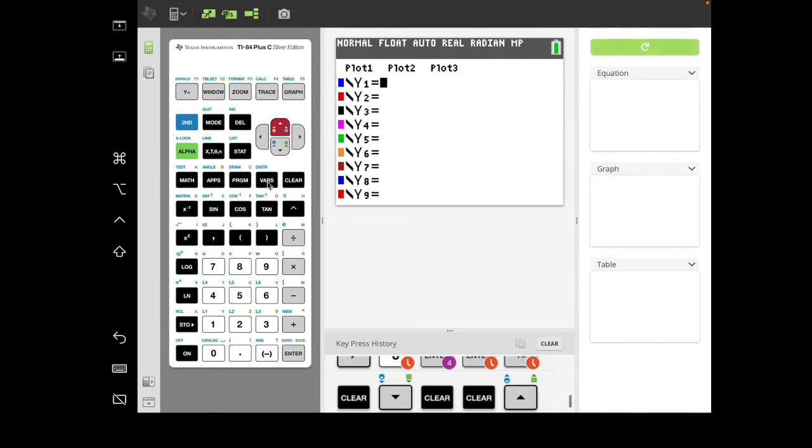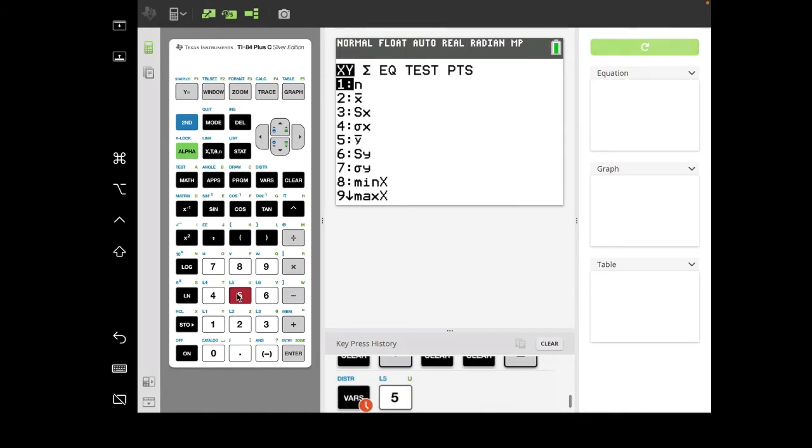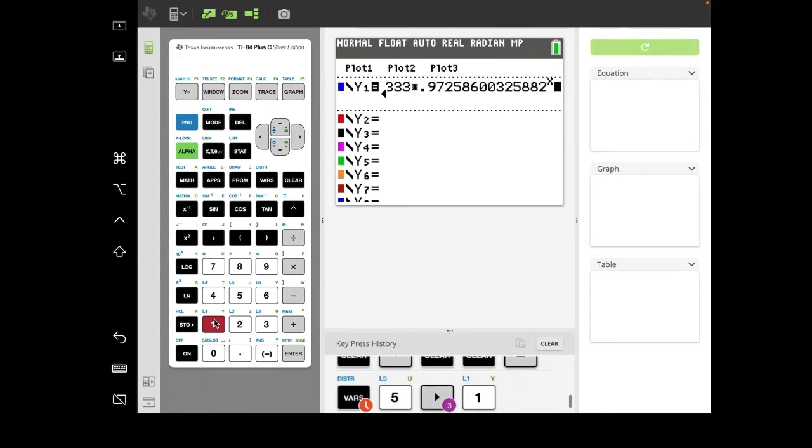Once it's clear, press vars, statistics, which is number 5. Go to the right until you get to equation, and press number 1 for regression equation. So just like before, it's copying and pasting your equation, so you have accuracy. So once you have your equation, we want to read what's happening and graph it using our chart.